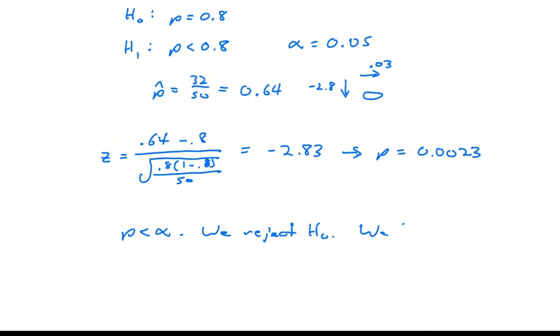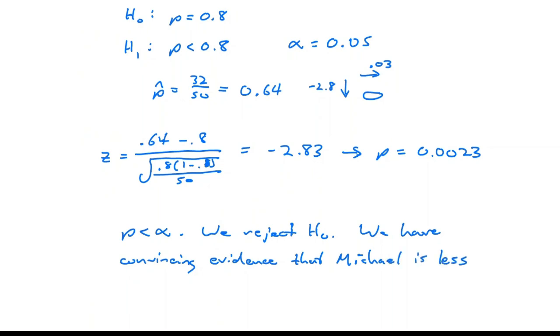We have convincing evidence that Michael is less than an 80% free throw shooter. In other words, Michael is overstating his abilities. He doesn't actually make 80% of his free throws. He makes something less than that based on this data.